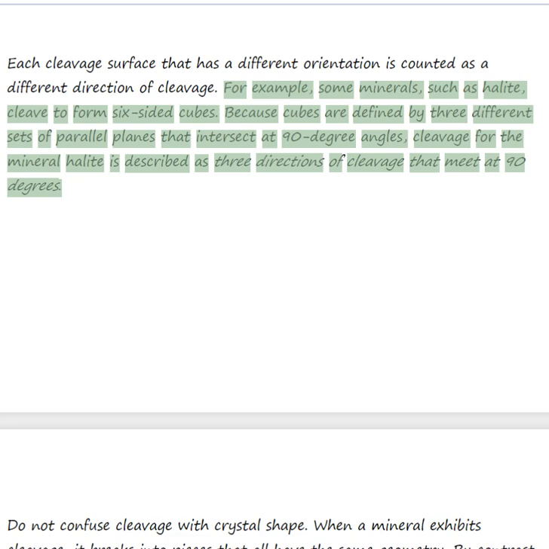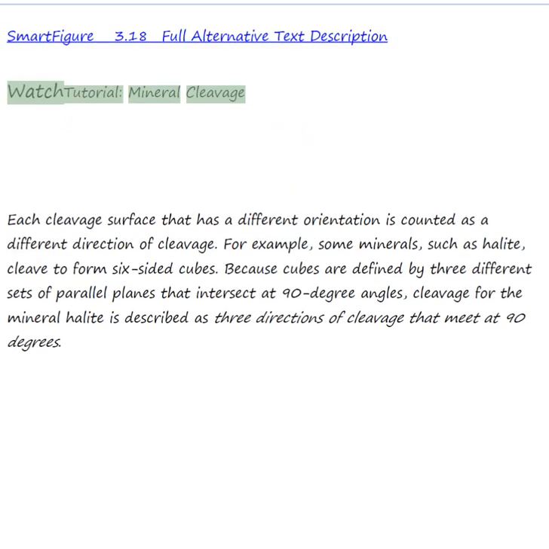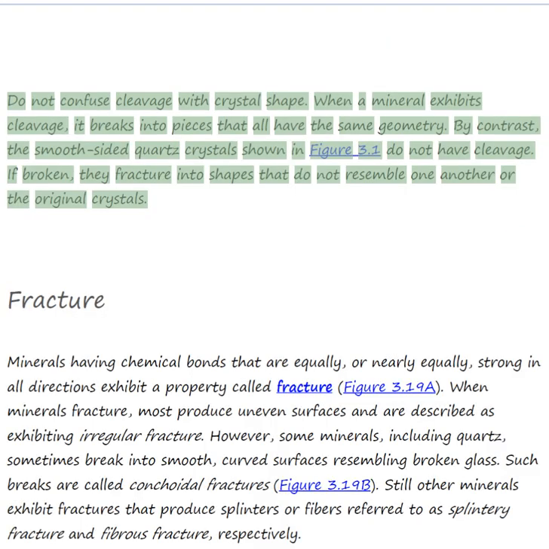Because cubes are defined by three different sets of parallel planes that intersect at 90-degree angles, cleavage for the mineral halite is described as three directions of cleavage that meet at 90 degrees. Watch tutorial, Mineral Cleavage. Do not confuse cleavage with crystal shape. When a mineral exhibits cleavage, it breaks into pieces that all have the same geometry. By contrast, the smooth-sided quartz crystals shown in Figure 3.1 do not have cleavage. If broken, they fracture into shapes that do not resemble one another or the original crystals.